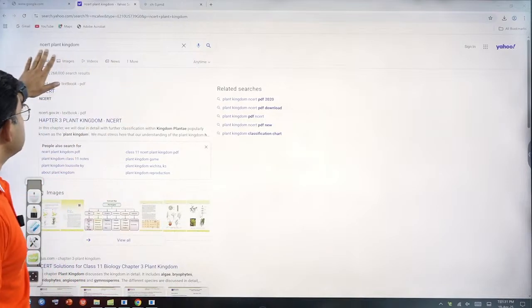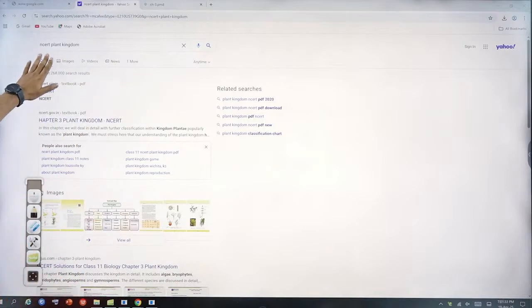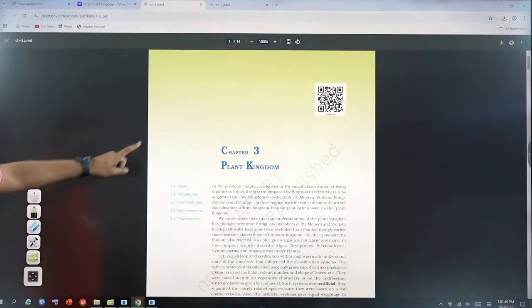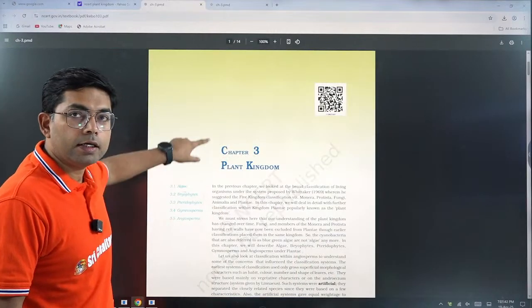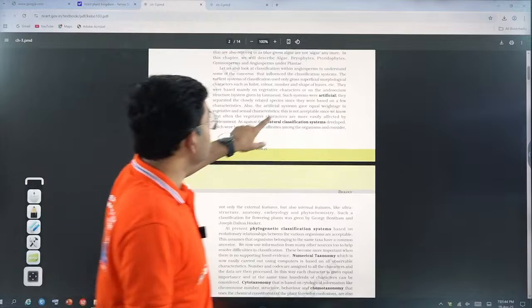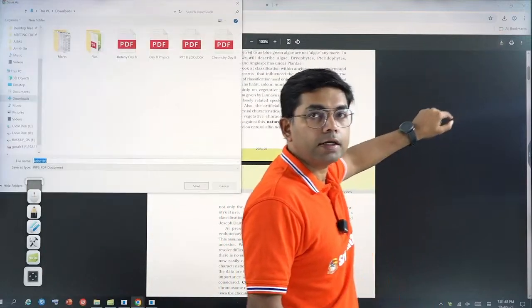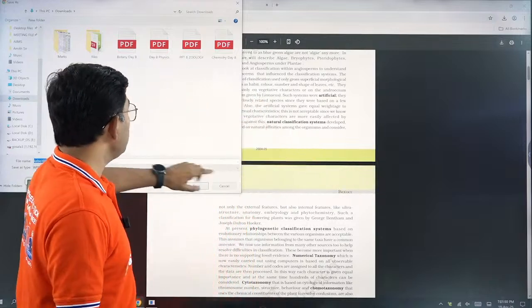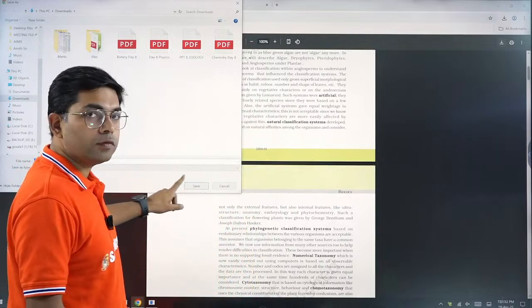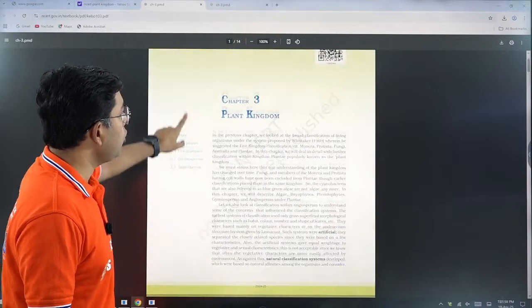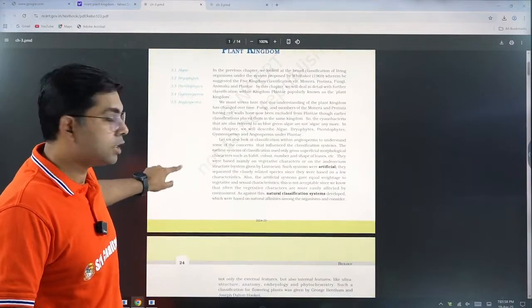And there, as you can see here, I have just typed NCERT Plant Kingdom, and you can see this is the result. Just click it and your NCERT is here. Now simply download it from here. Just press it and it will get downloaded. Now you can save it with the name of the chapter, and as you can see here, it has all the points which we have already discussed.